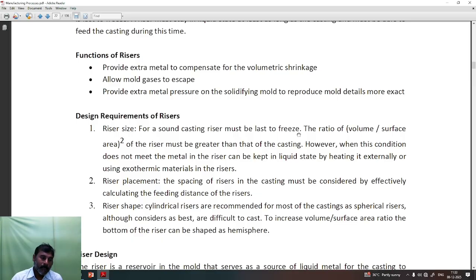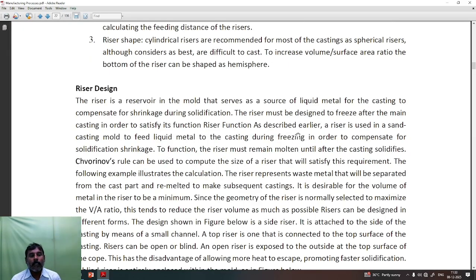The riser design: the riser is a reservoir in the mold that serves as a source of liquid metal for the casting to compensate for shrinkage during solidification. The riser must be designed to freeze after the main casting in order to satisfy its function, as described earlier. A riser is used in a sand casting mold to feed liquid metal to the casting during freezing. In order to compensate for solidification shrinkage, the riser must remain molten until after the casting solidifies. Chvorinov's rule can be used to compute the size of the riser that will satisfy this requirement.